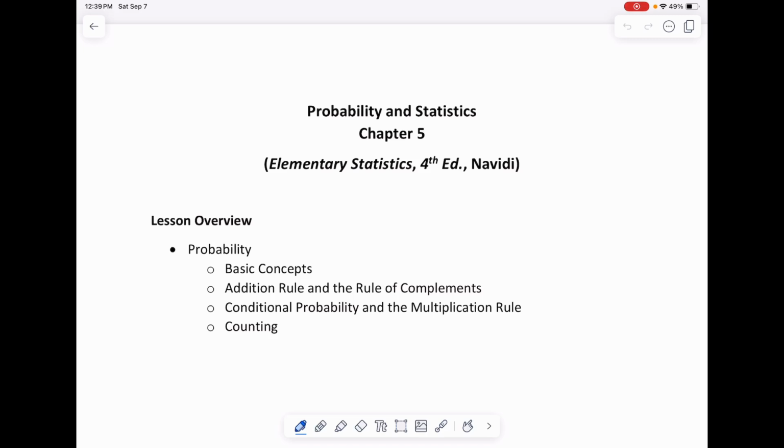Welcome back to Probability and Statistics. This is our third lesson. We'll be looking at Chapter 5 in this lesson from the book Elementary Statistics, 4th edition by William Navidi.